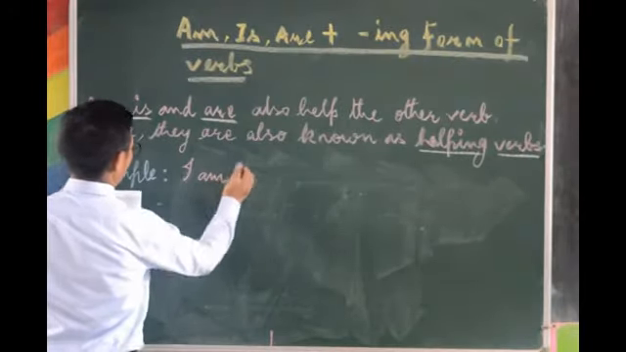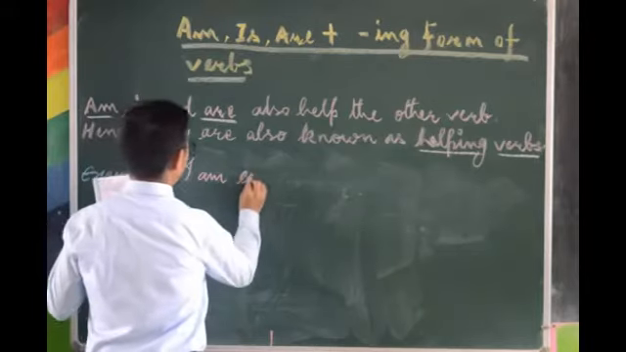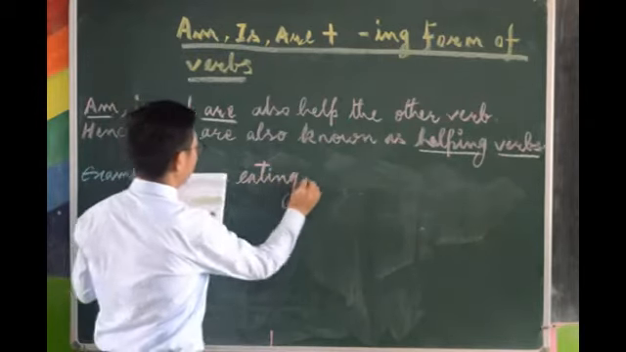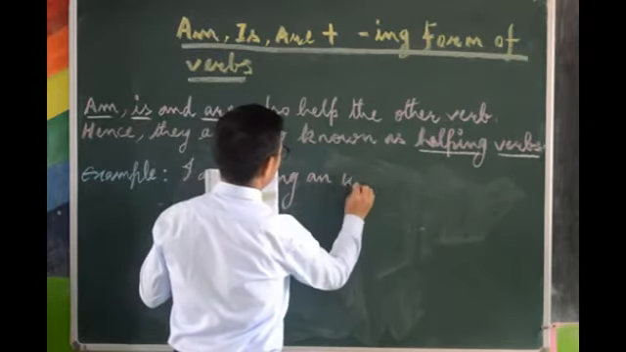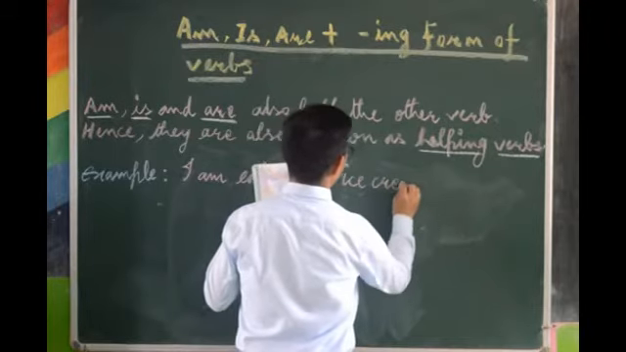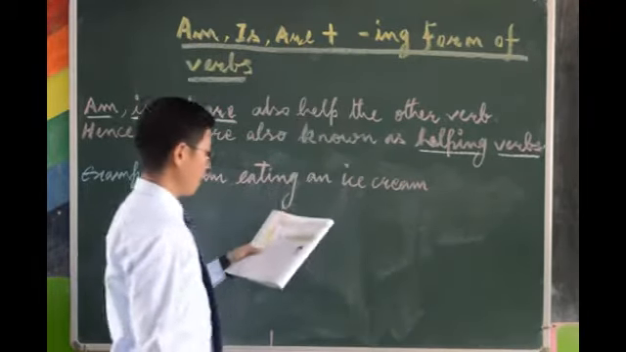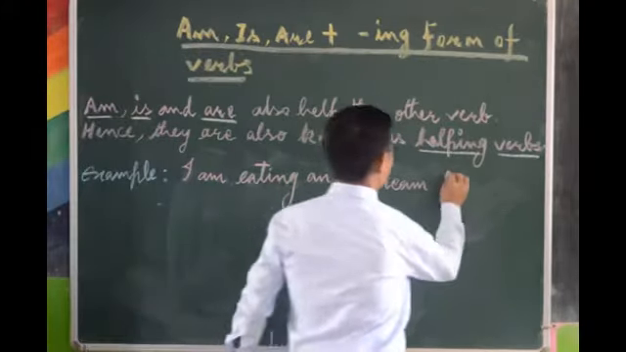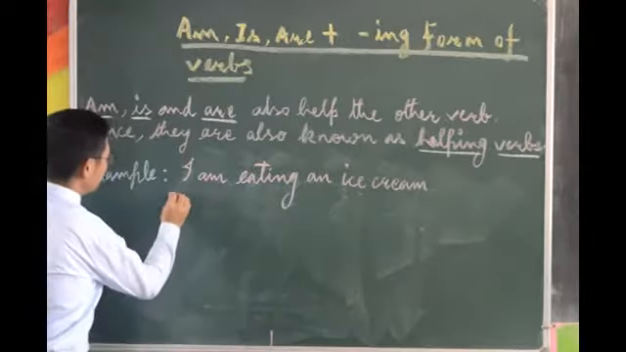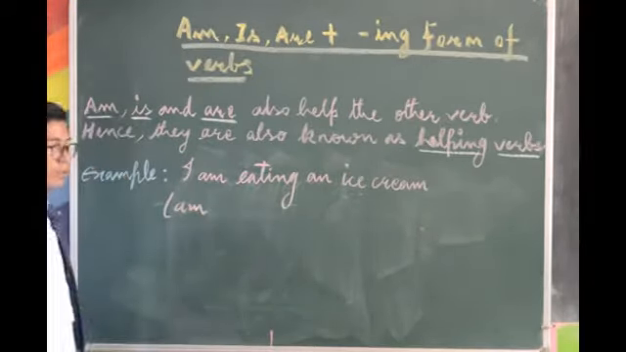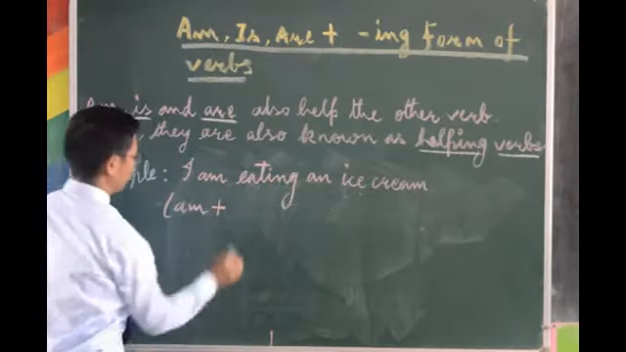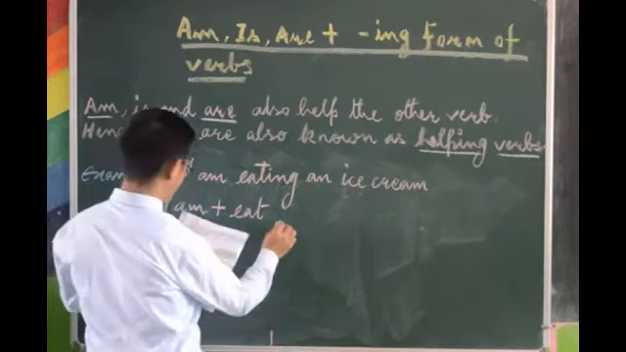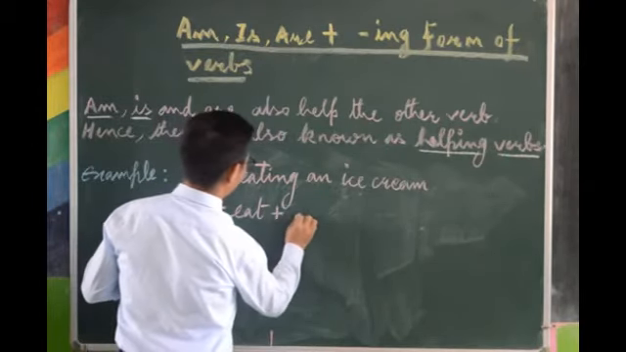I am eating. I am eating an ice cream. So here in this sentence, I'll go down: am, okay, here plus second verb eat plus ing.